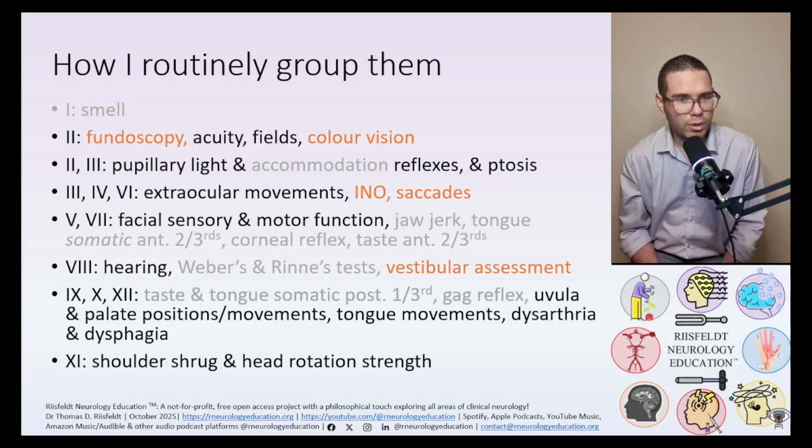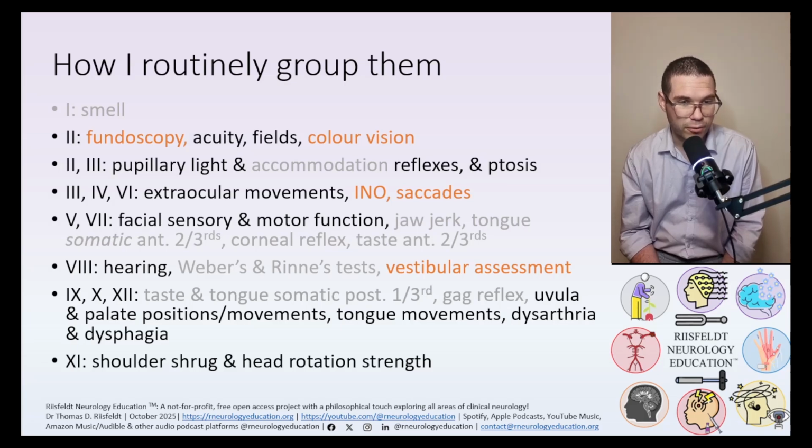So, in terms of how I would recommend routinely grouping the nerves together, including all of the components to begin with, I would turn first to smell. Then I would turn to the second nerve, focusing on fundoscopy, acuity, fields, and color vision. Then I would group the second and third nerve together in terms of pupillary light and accommodation reflexes, and also ptosis testing. Next, I will group the third, fourth, and sixth nerve together in terms of testing extraocular movements and testing for an INO and saccades.